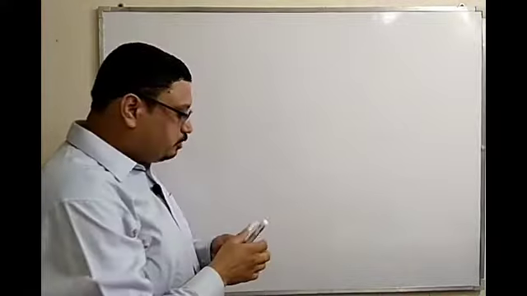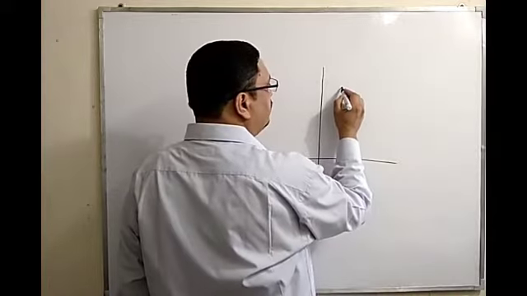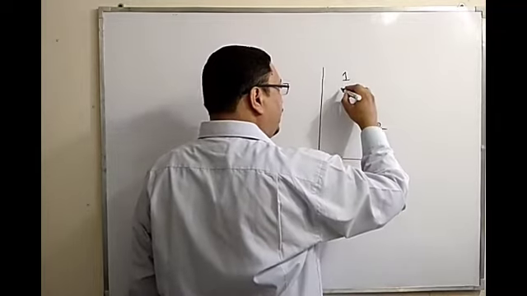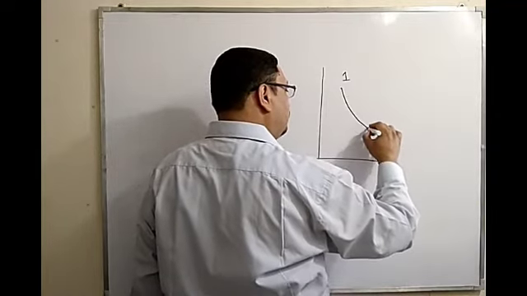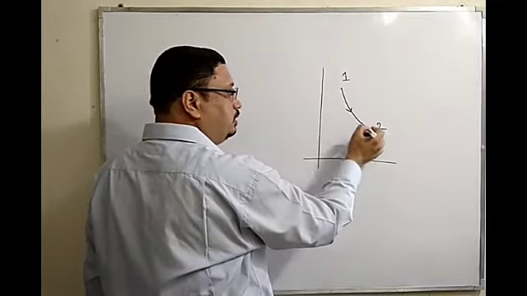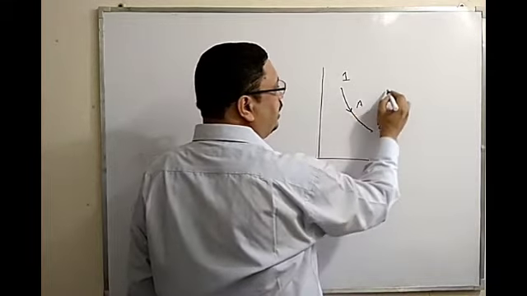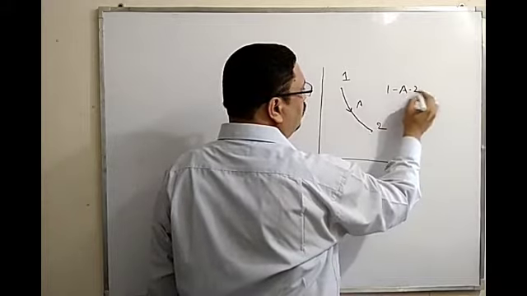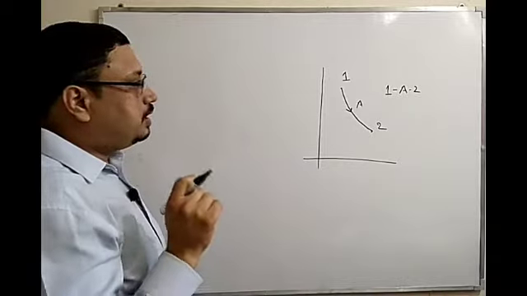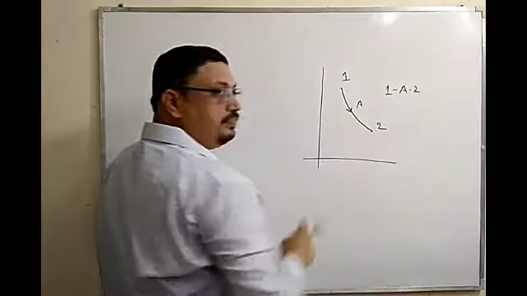And one more thing I would like to mention here, that as we have taken the example that initially the system is in state 1 and finally it is state 2, and if the process is reversible, then all the intermediate states will be equilibrium states. So if I join all the equilibrium states, then it gives me a path, we can write 1A2. This is a reversible process. So the condition for being a reversible process is that all the intermediate states should be equilibrium states.